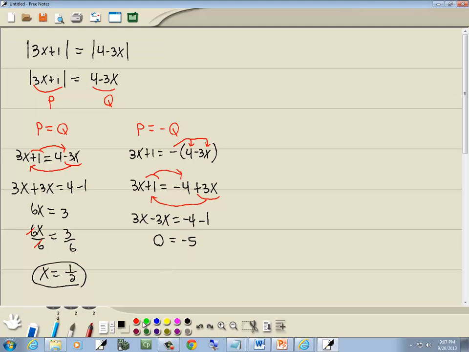Now you notice that our variable disappeared as we were trying to solve it. If your variable disappears, then you just cross that part out. And our only answer is x equals 1/2.